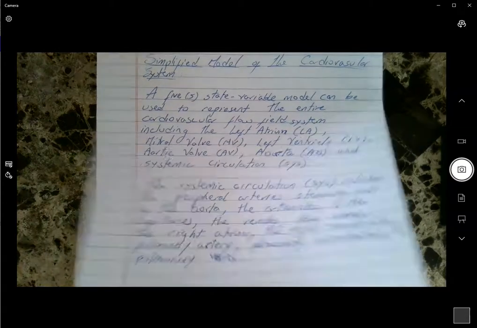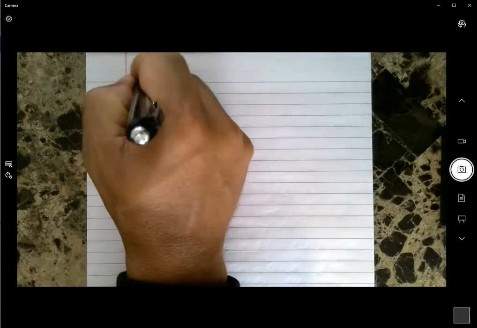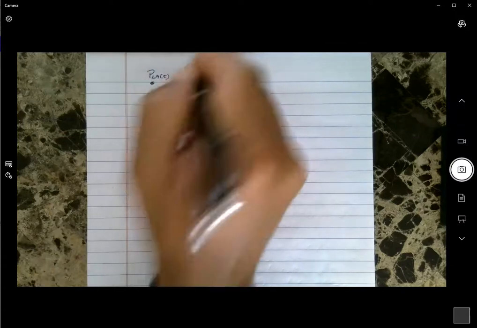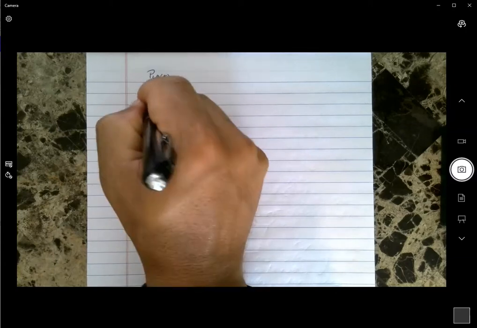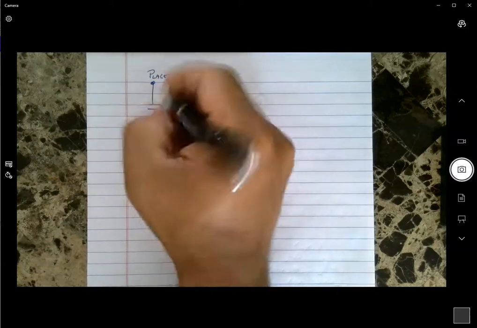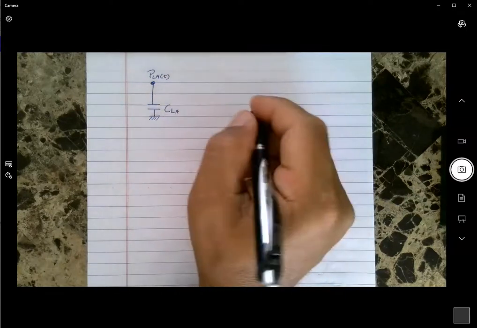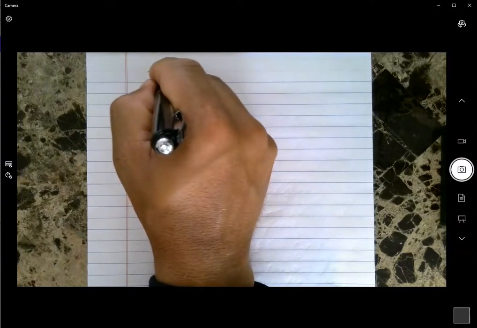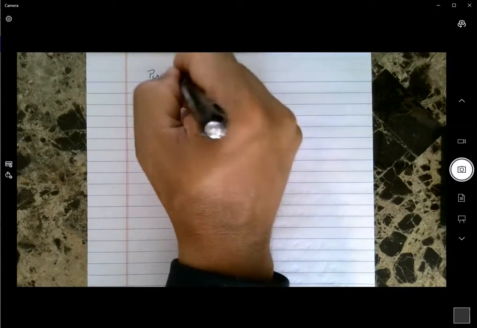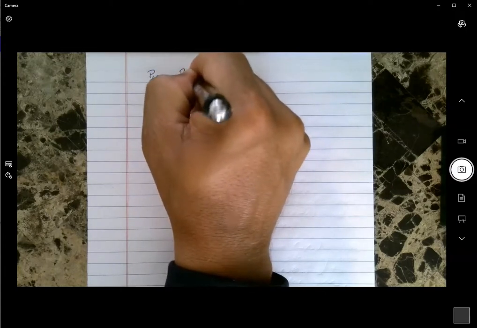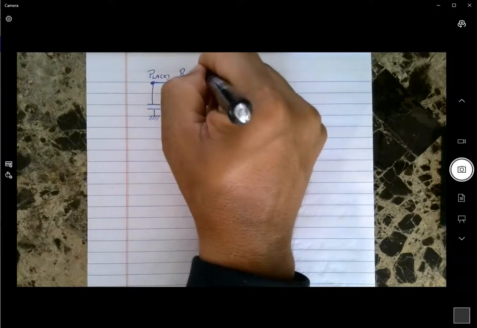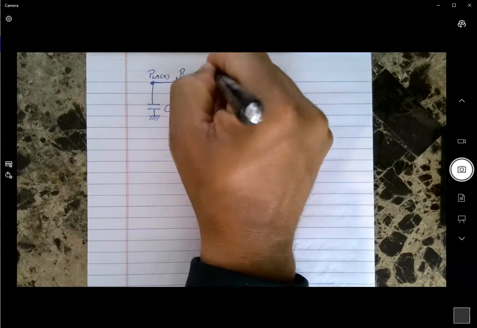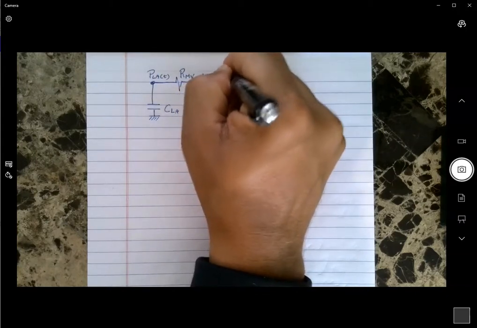All right, so let's draw the circuit. The circuit would look something like this. We start with the pressure of the left atrium. It's a function of time, so we have a note for that. And then we have a corresponding compliance of the left atrium. And then there is a resistance of the mitral valve and a corresponding diode representing the mitral valve, that separates the pressure in the left atrium from the pressure in the left ventricle.